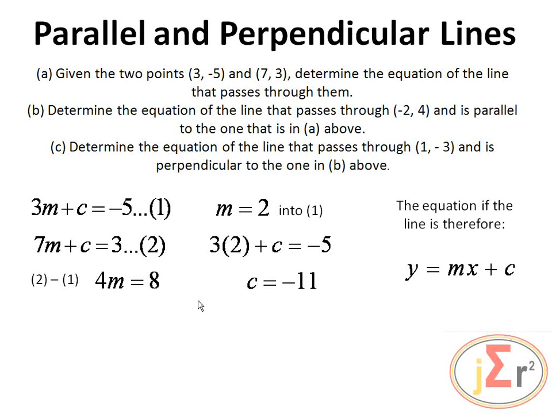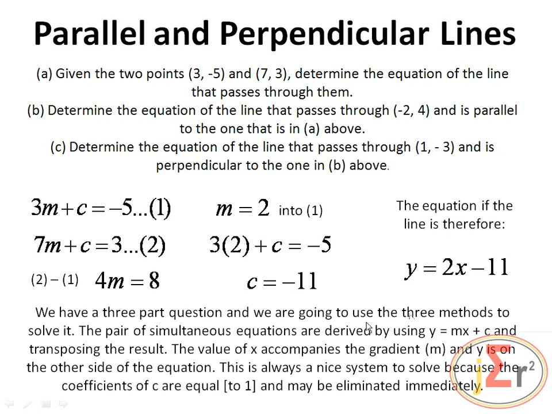So the equation of a line we are using is y = mx + c. So what do we have? We have y = m. What is m? 2. So 2x, and what is c? Negative 11. And that's all there is to it. We have a 3-part question, and we are going to use the 3 methods to solve it.